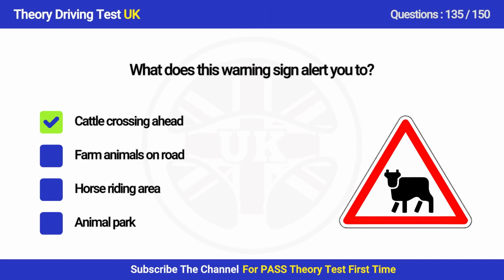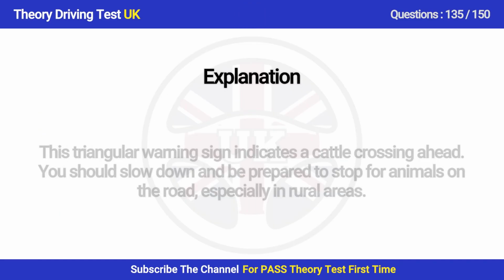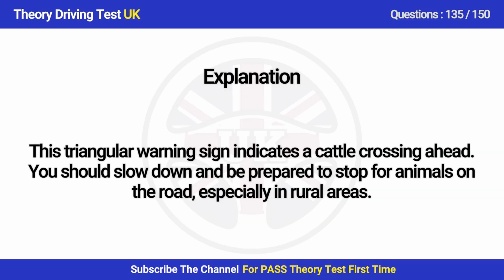Answer is A. Cattle crossing ahead. This triangular warning sign indicates a cattle crossing ahead. You should slow down and be prepared to stop for animals on the road, especially in rural areas.